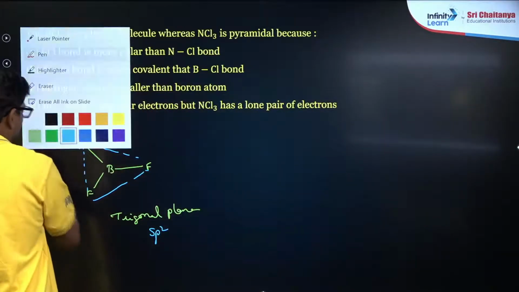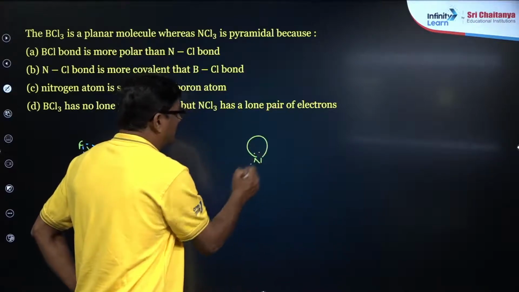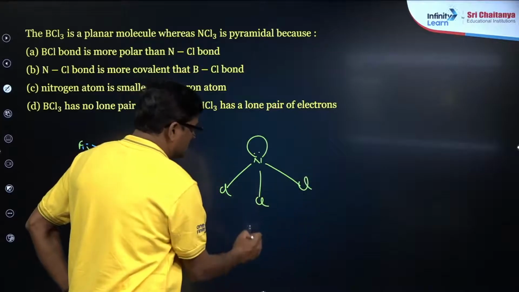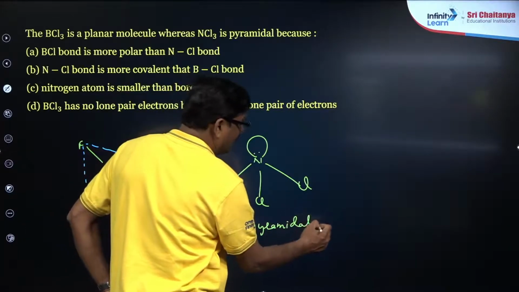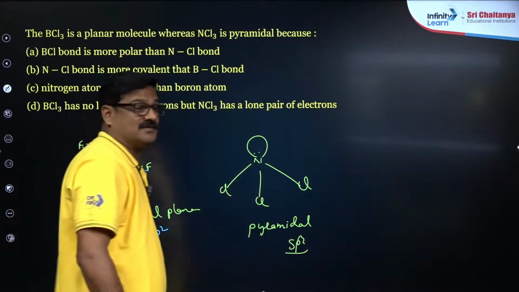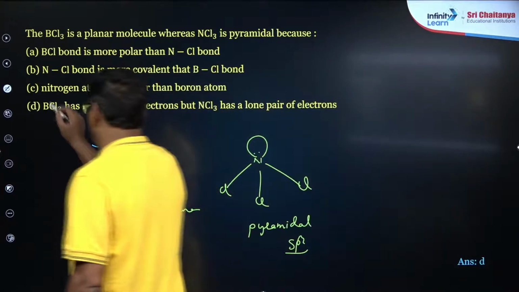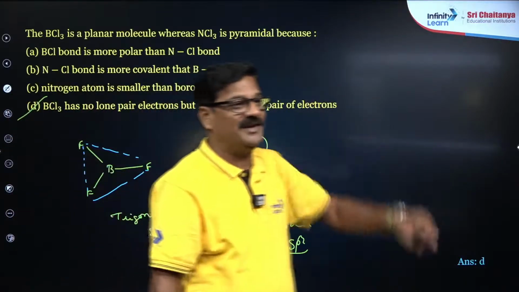And talking about NCl3, nitrogen has a lone pair of electrons. It is pyramidal in shape, and the nitrogen undergoes sp3 hybridization. We discussed many concepts about hybridization. So option D is going to be like this. BCl3 has no lone pair, whereas NCl3 has a lone pair.